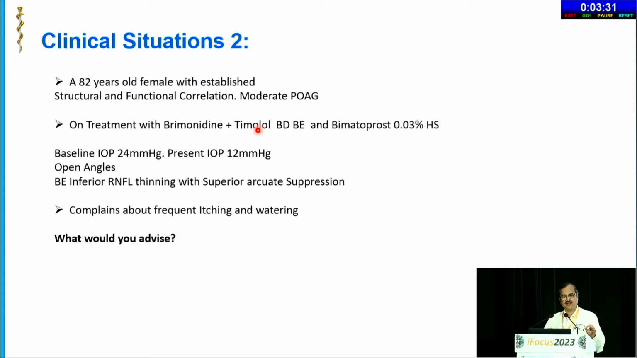Individualize the treatment. 82-year-old female with established structural and functional correlation, moderate POAG on treatment with brimonidine, timolol, and bimatoprost. 3 molecules. The baseline was only 24. Present pressure is 12. Do we need this kind of an aggressive IOP for an 82-year-old? When we discuss target pressure, I showed you the curve.